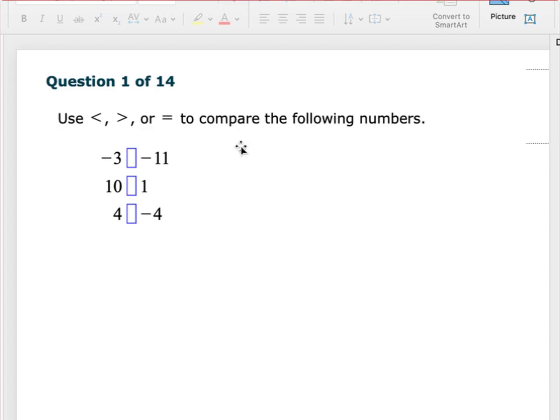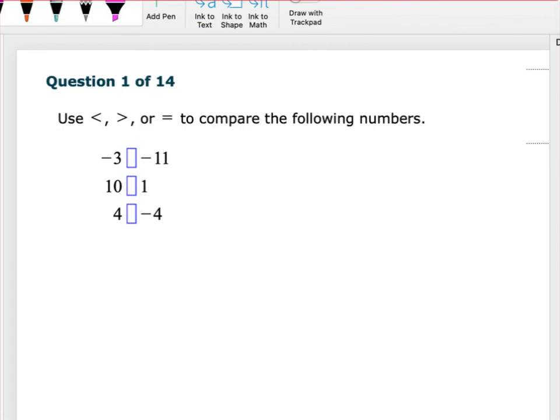Okay, so what we're going to do here on question number 1 is I'm going to review each one of the concepts in chapter 4, so that maybe you can do much better on your pretest, which cuts your homework considerably down. So here we're to use less than, greater than, or equal to compare the following numbers. Remember, we're talking about integer numbers, so we have some negatives here, and the more negative, the less that it is. So this one is going to be a less than.